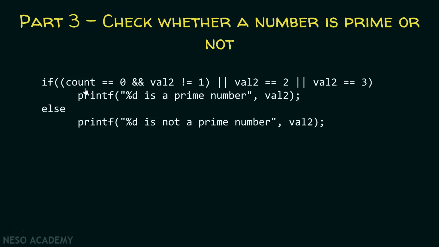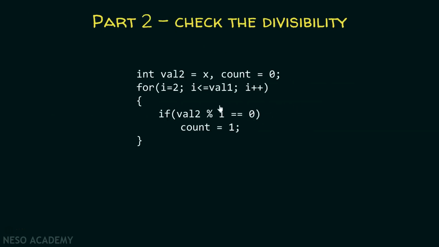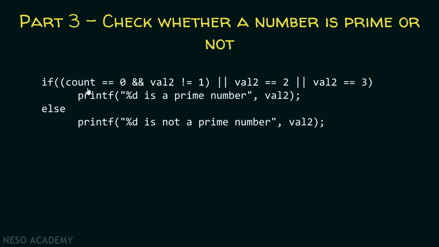But apart from checking whether count is equals to 0 or not, we need to check these base cases as well. As these base cases will not get covered inside this for loop, therefore we need to check them separately. If a number is a prime number, count must be 0. Apart from that, if user enters 1, then it should print 1 is not a prime number. That's why we have written here val2 should not be equal to 1. Or we should check if the number entered by the user is 2, then it should print that 2 is a prime number. Similarly, if user enters 3, then it should print 3 is a prime number.